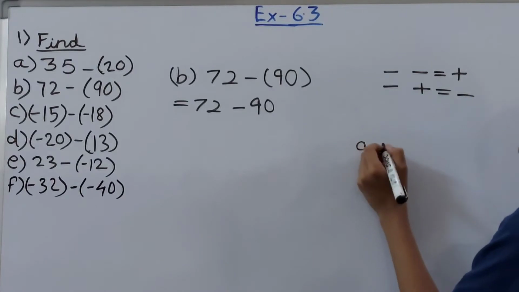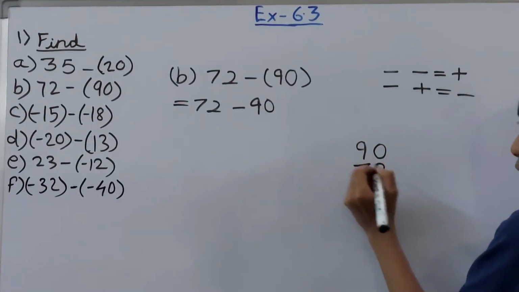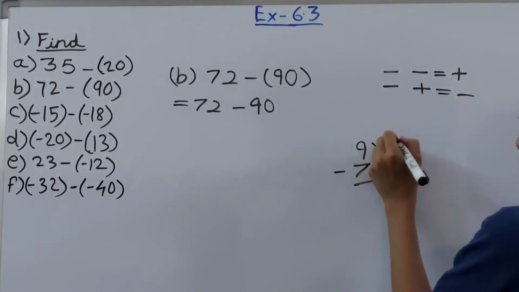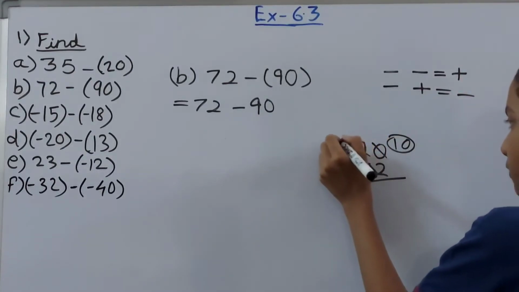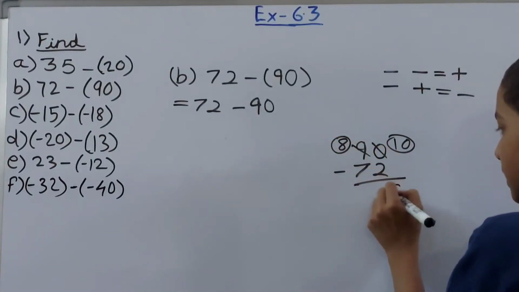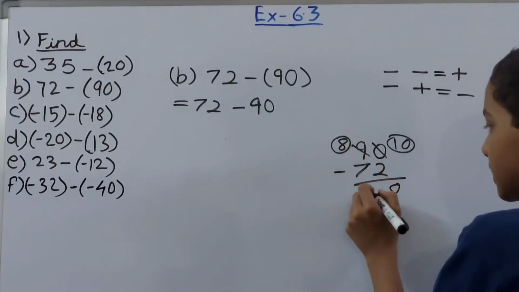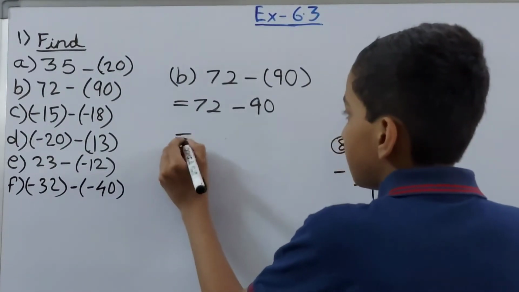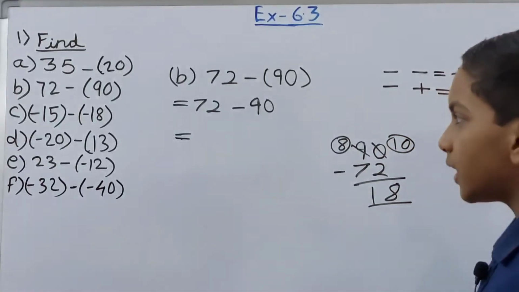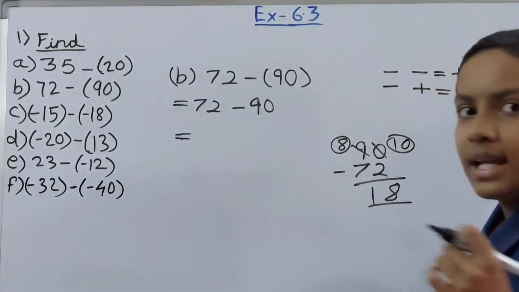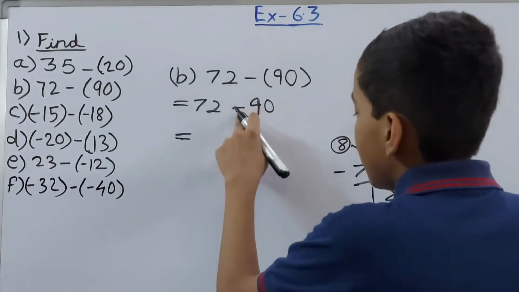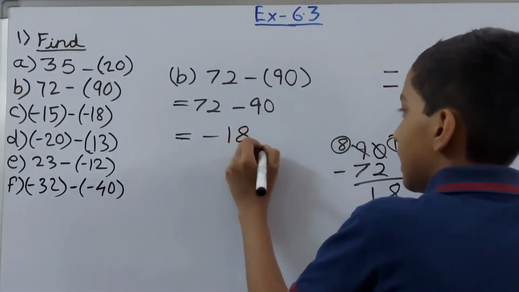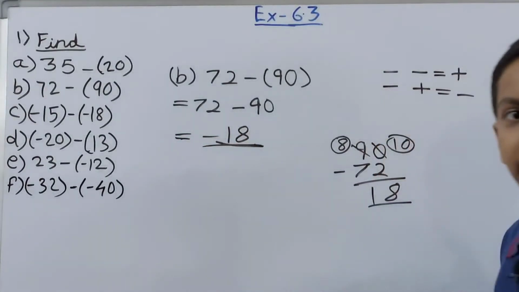So quickly let us subtract 72 from 90 because we can't subtract 90 from 72. So 0 will turn to 10. With a 1 borrow, 9 will turn to 8. 10 minus 2, 8, and 8 minus 7 is 1. That is 18. So we will write 18, but we will put the sign of the greater number. So between 72 and 90, 90 is greater and it has a minus sign. That means our answer will become minus 18. Alright, so this is minus 18.